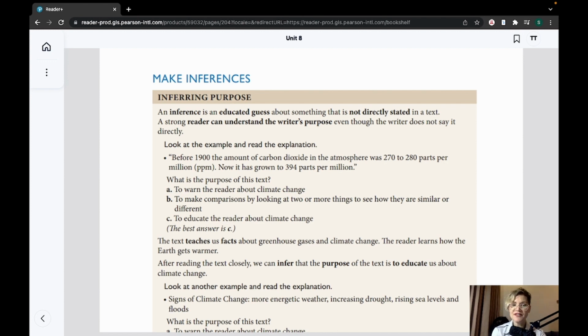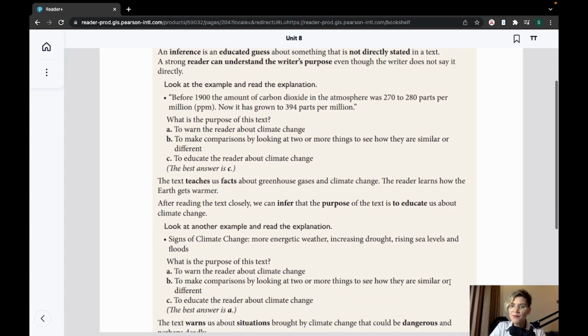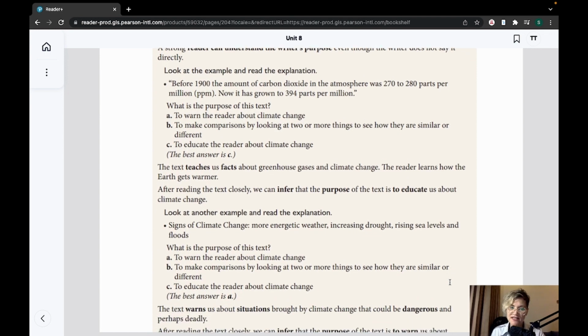What is the purpose of this text? C. To educate the reader about climate change. See, the text teaches us facts about greenhouse gases and climate change. The reader learns how the earth gets warmer. After reading the text closely, we can infer, or we can conclude, that the purpose of the text is to educate us about climate change.